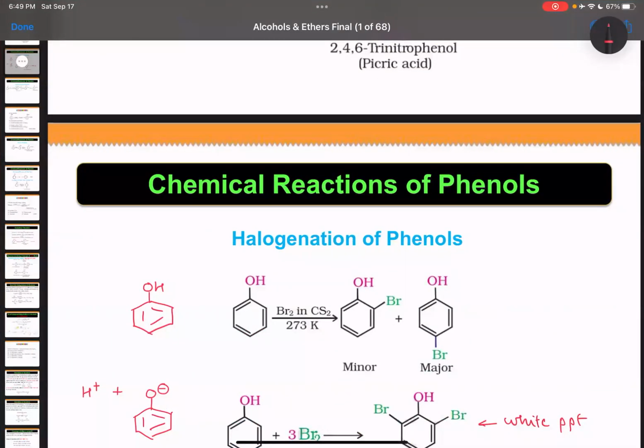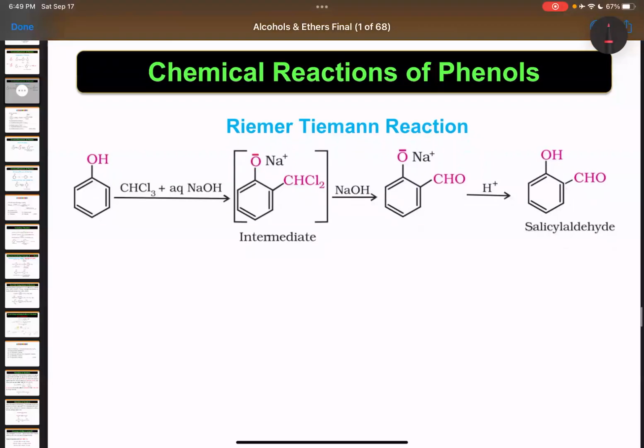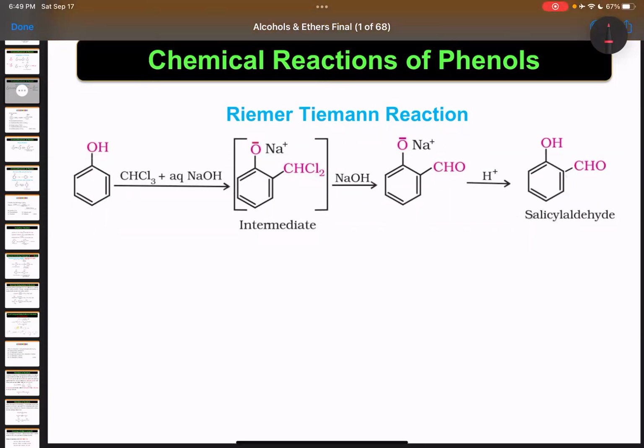Yeah. So this is the Reimer-Tiemann reaction, which we were just discussing. So, we can do some questions. What is the change in molecular weight of phenol observed when you carry out its Reimer-Tiemann reaction? How much will it be?